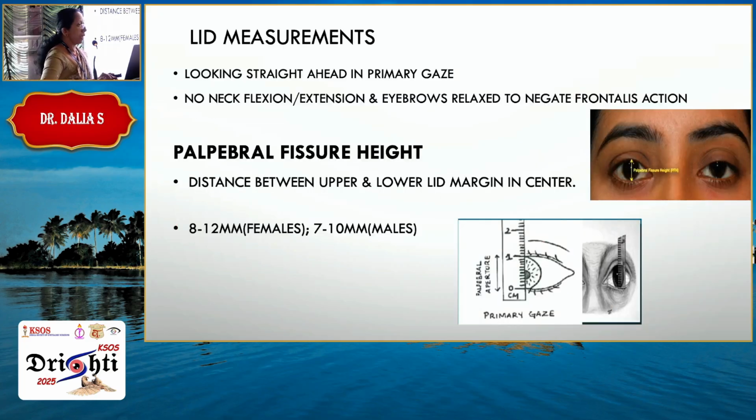When you take different lid measurements, it is important to note that the patient should be looking straight in the primary gaze without any neck flexion or extension. The eyebrow should be relaxed to negate the action of the frontalis muscle. One important measurement is the palpebral fissure height, the distance between the upper eyelid and the lower eyelid margin in the center. It is 8 to 12 millimeters in females and 7 to 12 millimeters in males, which we can measure with a measuring scale.